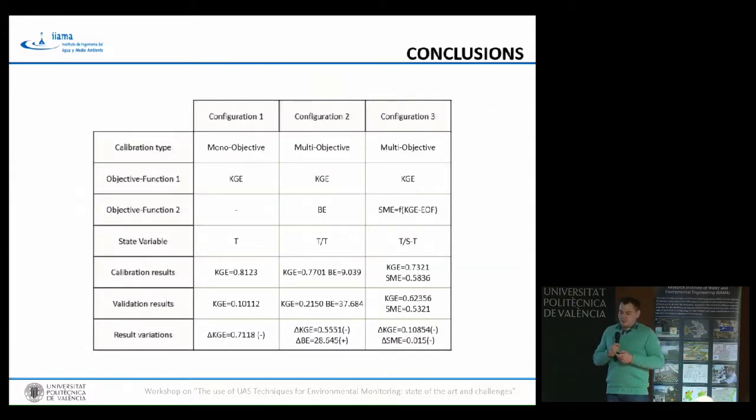little summary to explain. The interesting part of this table is the result variations. From calibration to validation, we have a reduction of 0.7. Here we have a reduction in one variable of 0.55, and the balance error was an increase of 28%. And in configuration 3, we have a 0 point variation between calibration and validation in the KGE, and in the soil moisture estimator, we have a reduction of 0.015.